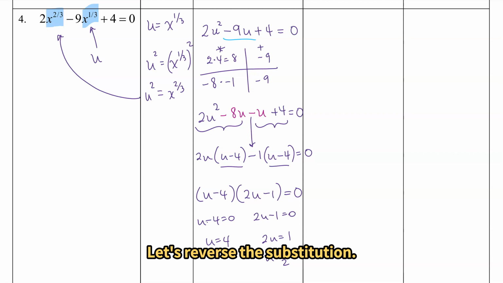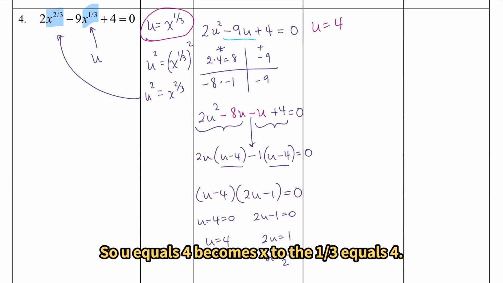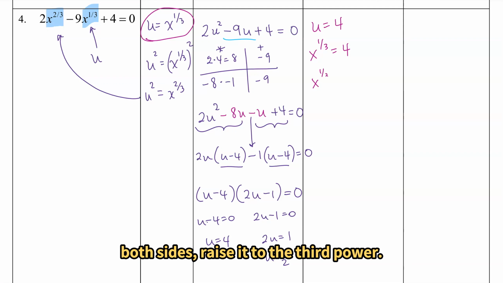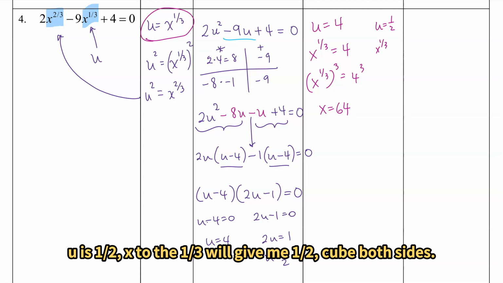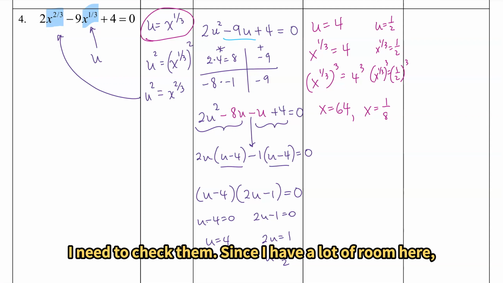Let's reverse the substitution. u was x to the 1/3, so u equals 4 becomes x to the 1/3 equals 4. In order to get rid of the 1/3, I can cube both sides, raise it to the 3rd power, and x equals 4 times 4 times 4, which is 64. Similarly for u is 1/2, x to the 1/3 equals 1/2, cube both sides, x is 1/8, 1/2 times 1/2 times 1/2. And I have two potential solutions. I need to check them.